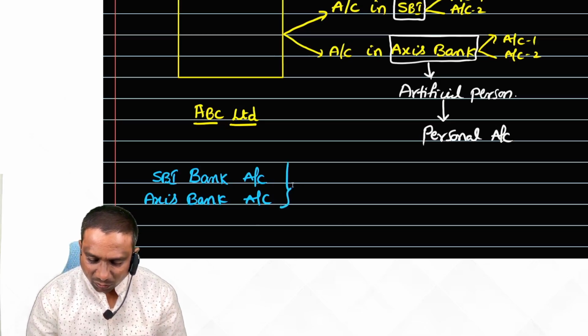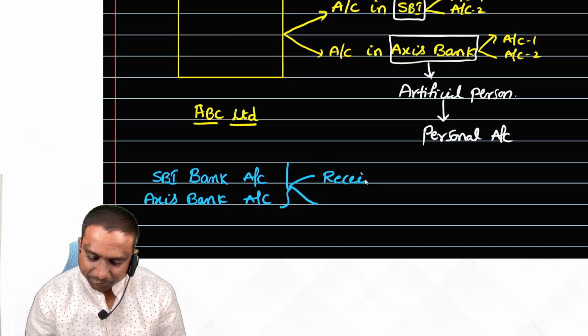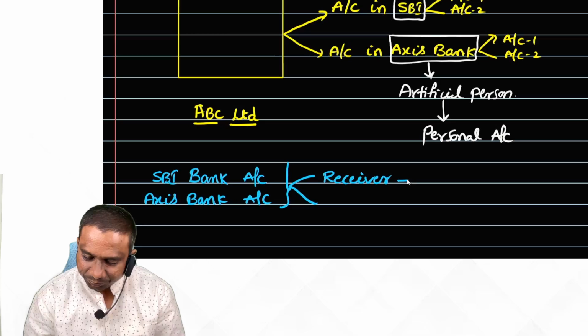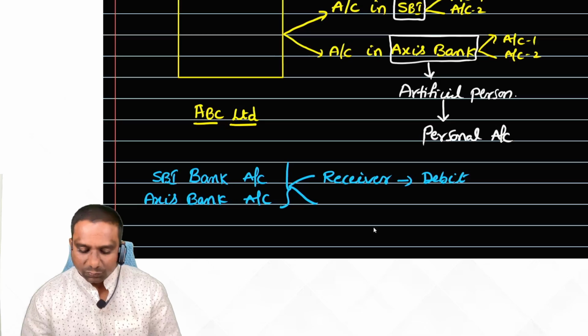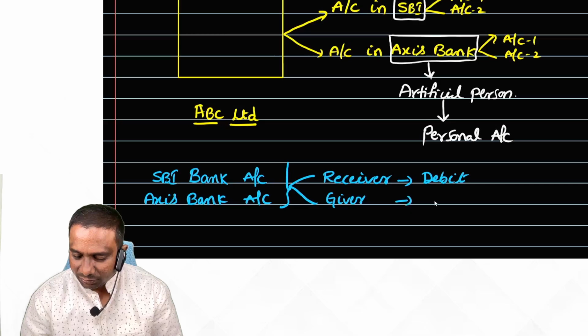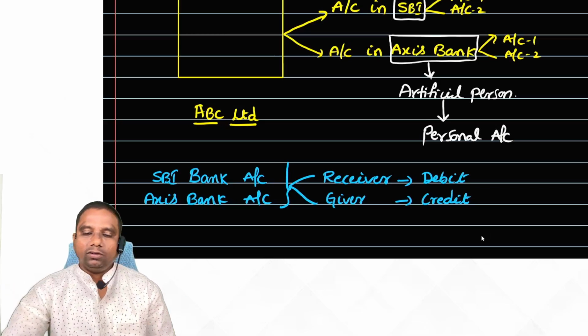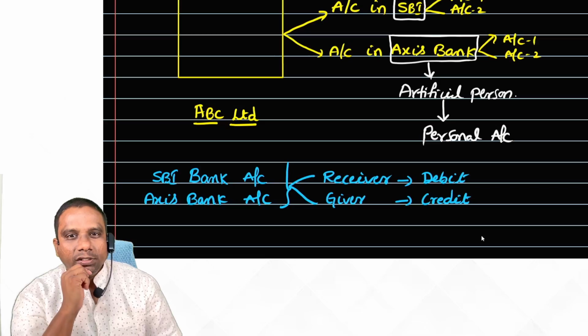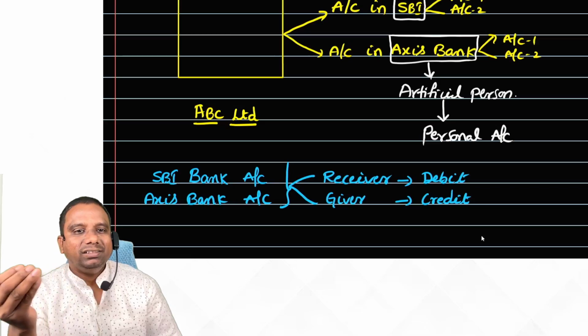If the bank is the receiver, then debit bank account. If the bank is the giver, then credit bank account. So by using this trick, now we solve banking transactions.